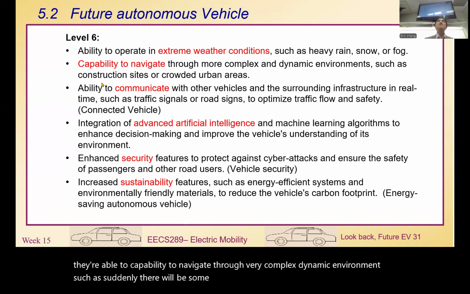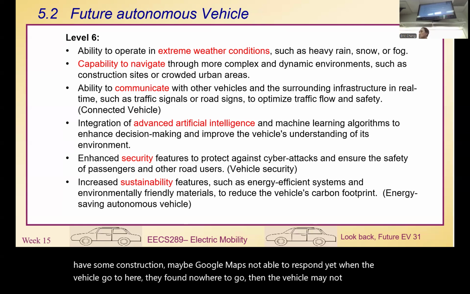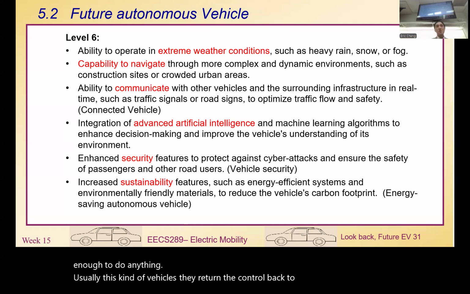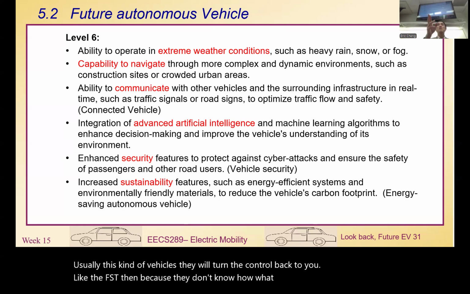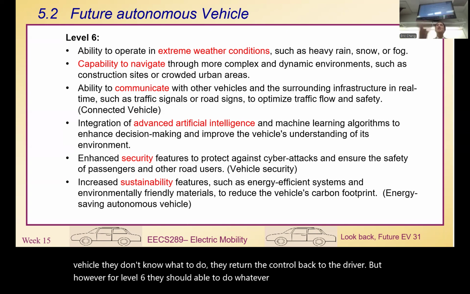Yeah. You see, when we suddenly have some construction, maybe Google Maps is not able to respond yet. When the vehicle gets to here, it finds nowhere to go, then the vehicle may not be intelligent enough to do anything. Usually this kind of vehicle returns the control back to you, like the FSD. Because when the computer or vehicle doesn't know what to do, it returns the control back to the driver. However, for level 6, they should be able to do whatever.